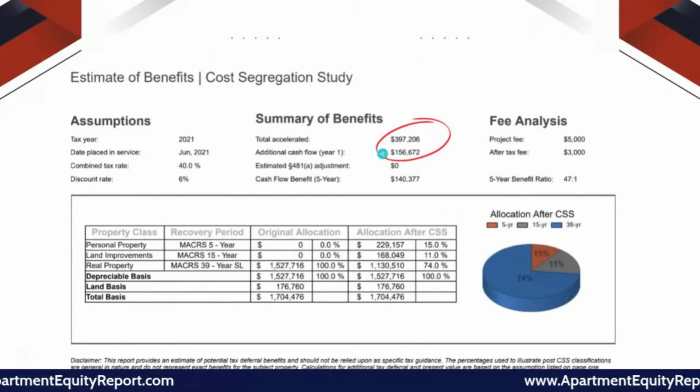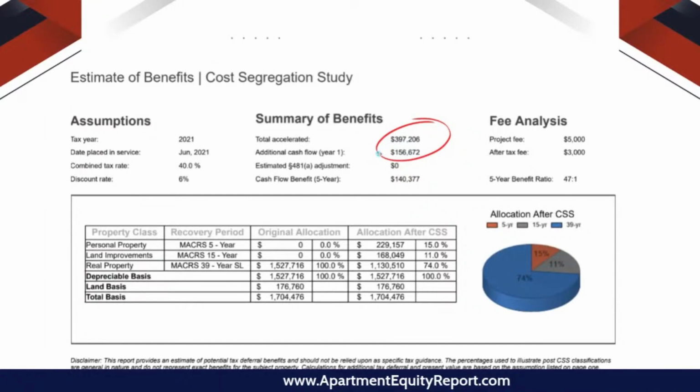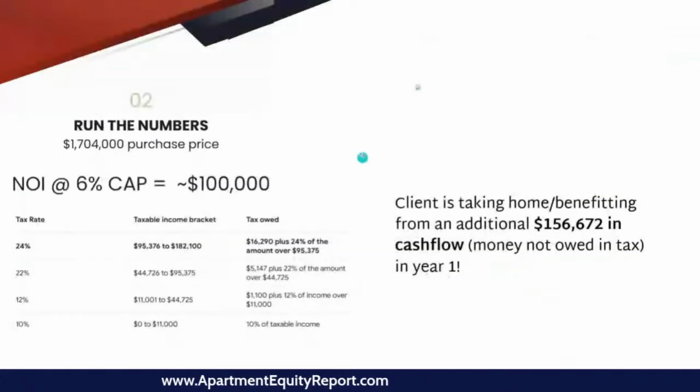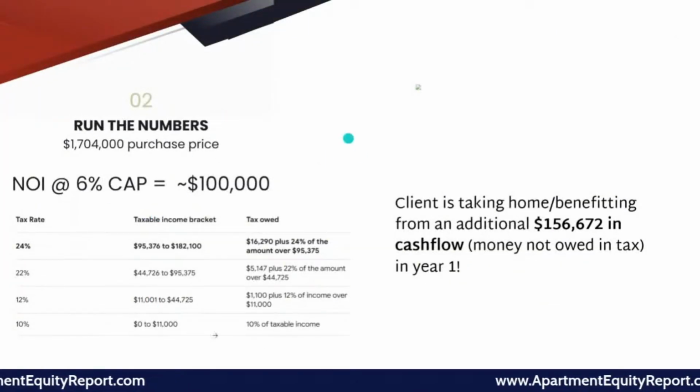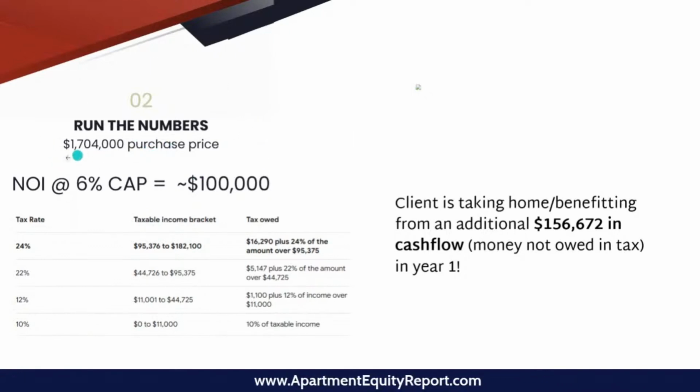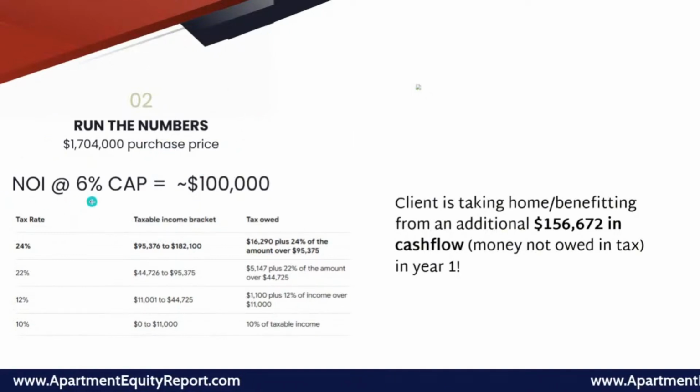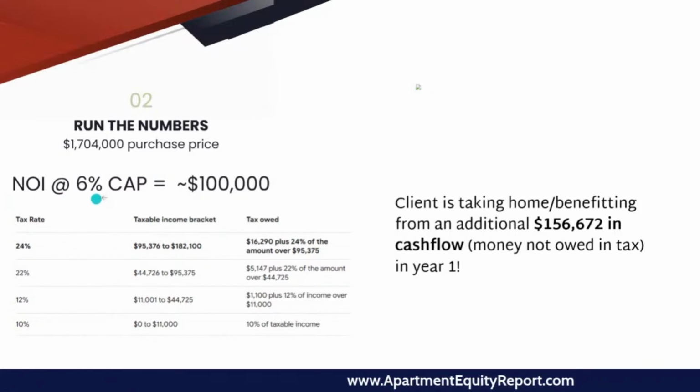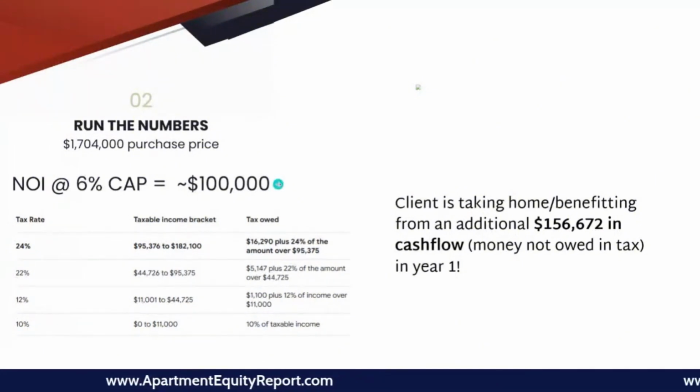This isn't what he would be taxed on. This is the money he gets to keep in his pocket that would have otherwise been taxed. With those numbers, assuming he makes $400,000, if we run the numbers, the purchase price was 1.7. Using round numbers, I think it was a little bit better cap rate than this, but roughly $100,000 in net income.